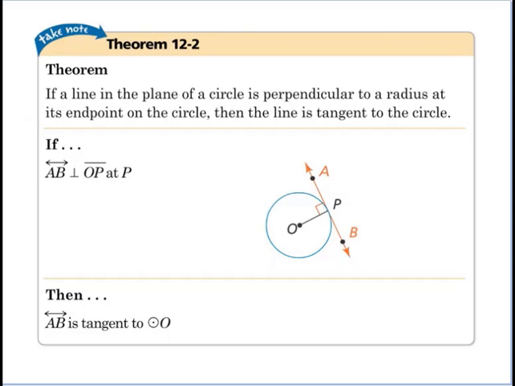Okay, so just to summarize there, the first theorem said if you have a tangent line that is touching a radius, then they are perpendicular. This is the converse, and that is if a line touches a radius and they make a right angle, then that line is a tangent line. So we're going to now test our understanding of that theorem in a couple of example problems.